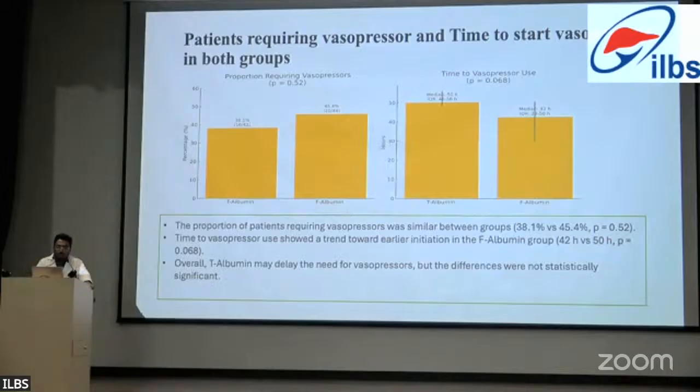Time to vasopressor initiation is also at a later interval in the tailored group compared to the fixed dose albumin. So the proportion of patients requiring vasopressor was similar between both groups, although the time to vasopressor use showed a trend toward earlier initiation in the fixed dose albumin group. Overall, tailored albumin may delay the need for the vasopressor, but the differences were not statistically significant in both the groups.